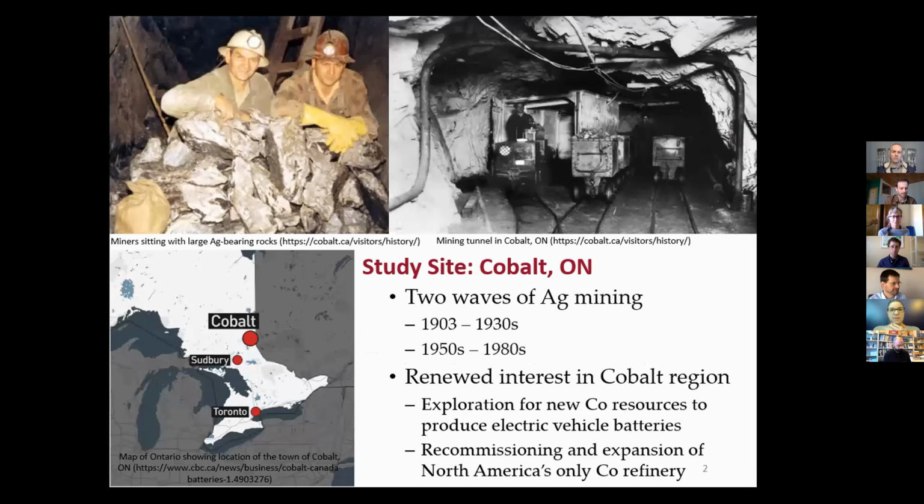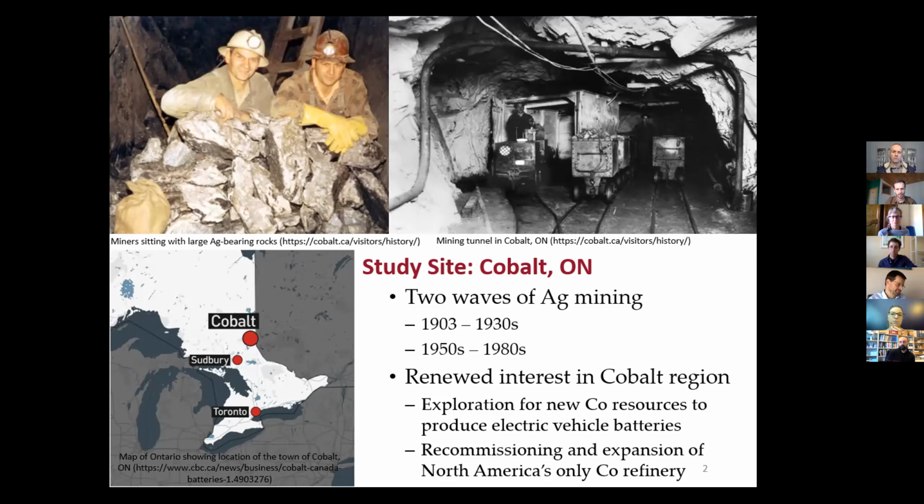So to start with a little background info about Cobalt: Cobalt is located about 600 kilometers north of Toronto, and it's the site of a silver mining rush in the 1900s. There were two waves of silver mining throughout the 1900s, and during this time, there were several mines and mills, as well as different processing methods used.